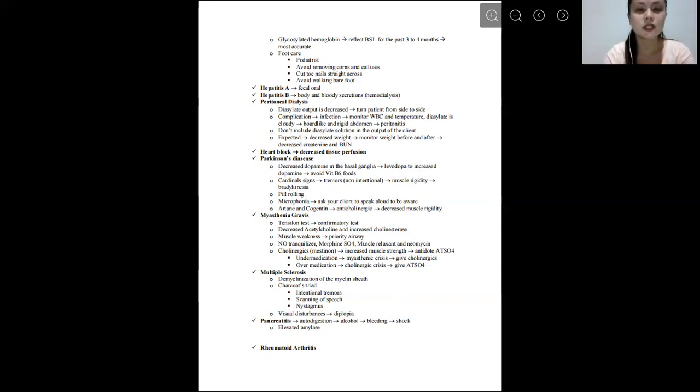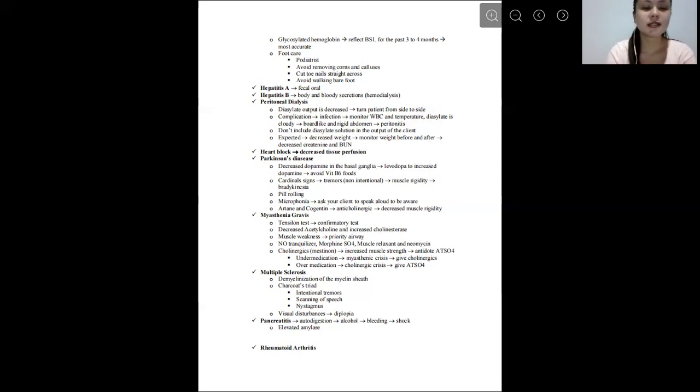Microphonia is weakness of voice. So ask your client to speak aloud to be aware. This is the way we assess if there is a presence of microphonia, by letting the patient speak aloud. Artane and Cogentin are anticholinergic, so this would result in decreased muscle rigidity.